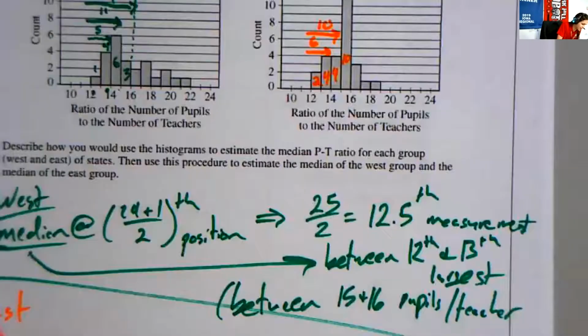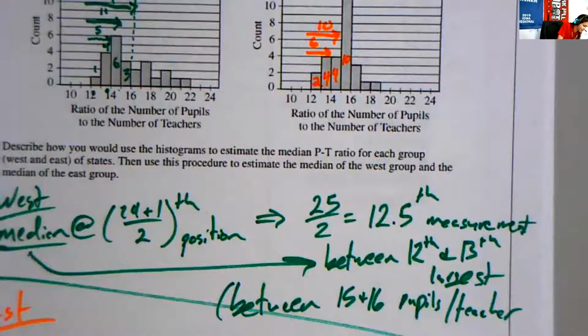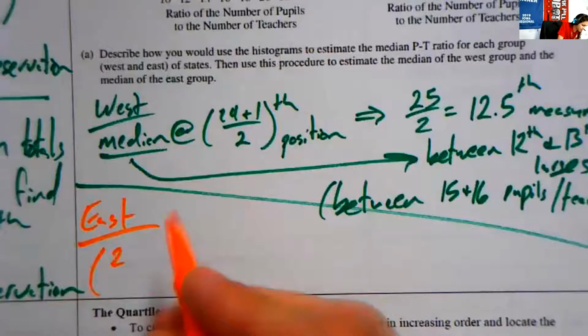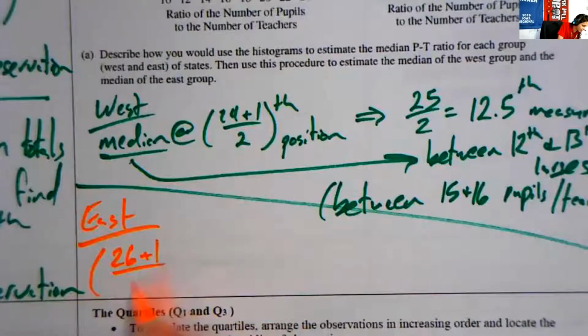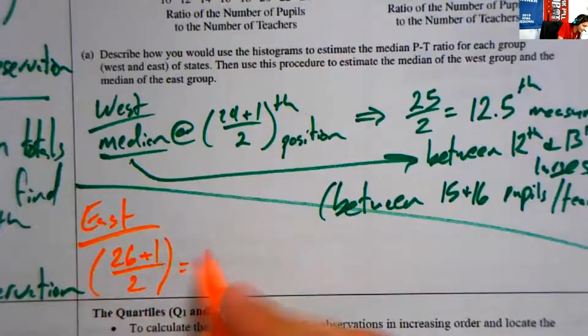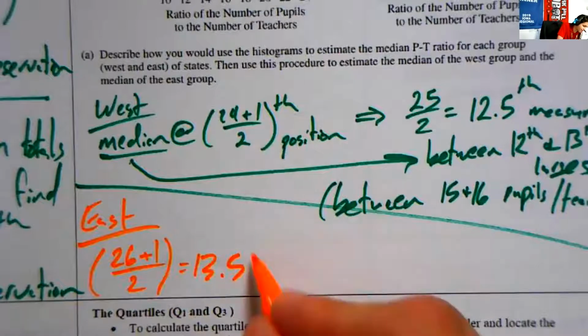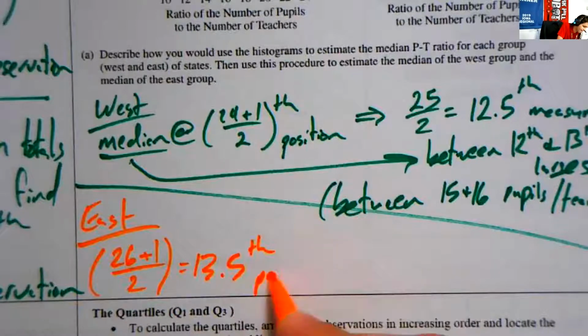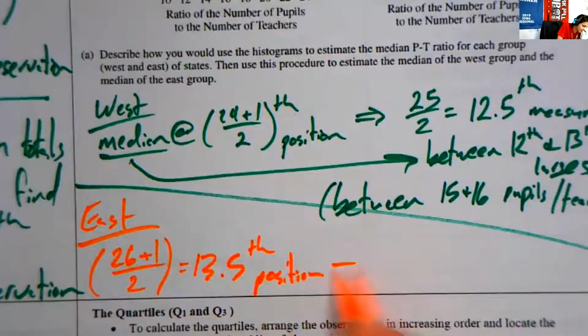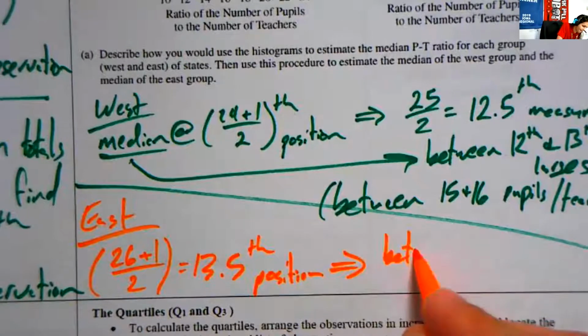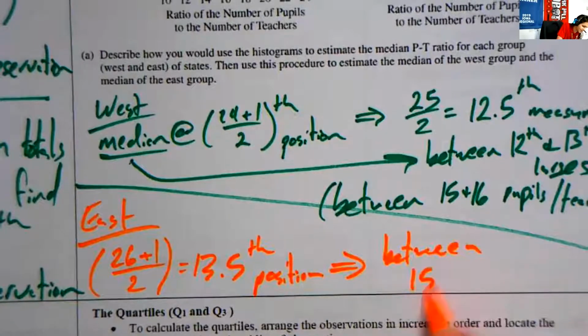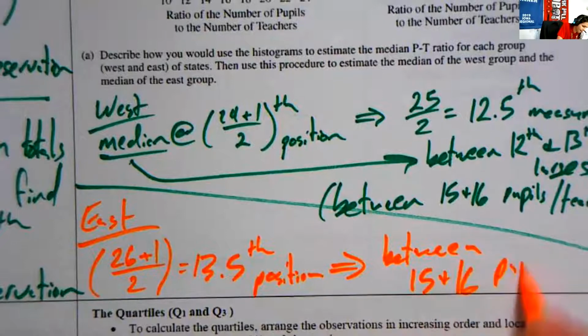Okay, so in the east, excuse me, I skipped a step. 26 plus 1 over 2, what is that? It's 27 over 2, that's 13.5. We're looking for the 13.5th position. And once again, that is between 15 and 16 pupils per teacher.